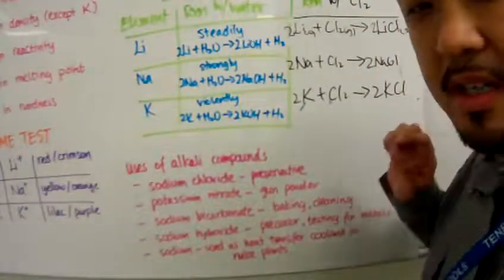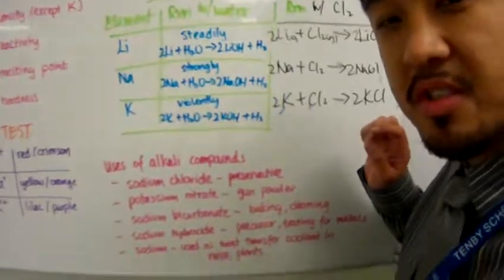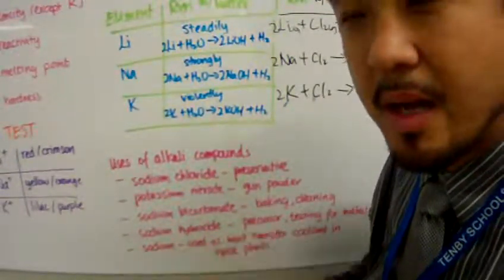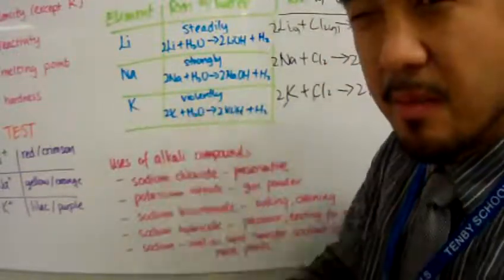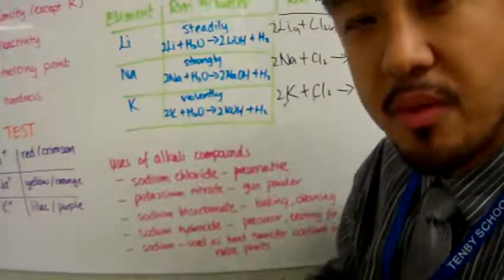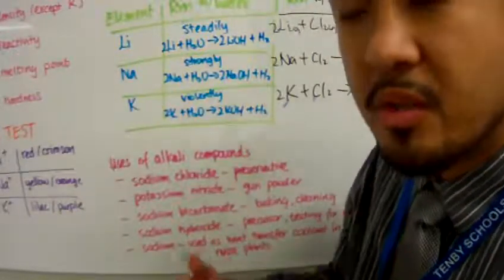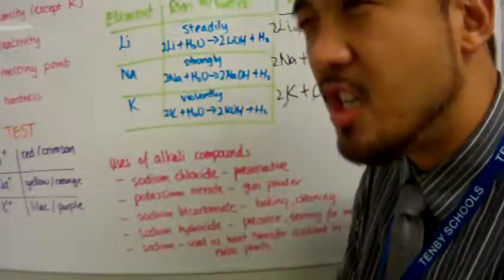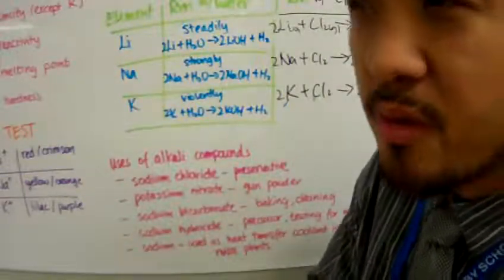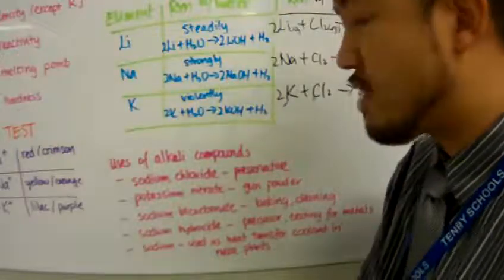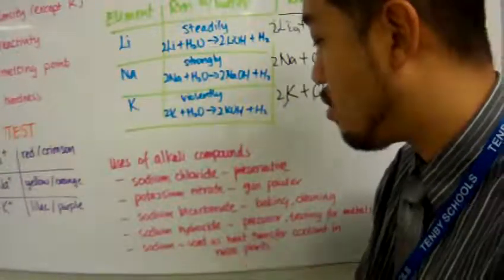All right, finally, some uses of alkali compounds. Now, a classic example is sodium chloride. People used that as a preservative back in the days, and we still do it when we want to make jerky, or preserved fruits or vegetables. Yes, we can use sodium chloride. It's a natural preservative, so that's kind of cool.